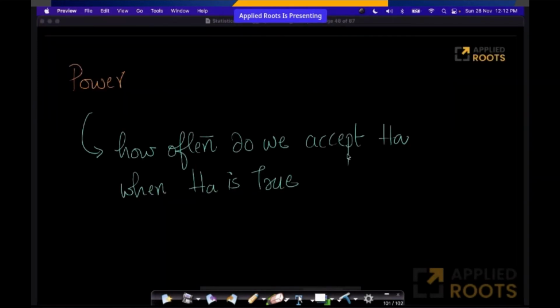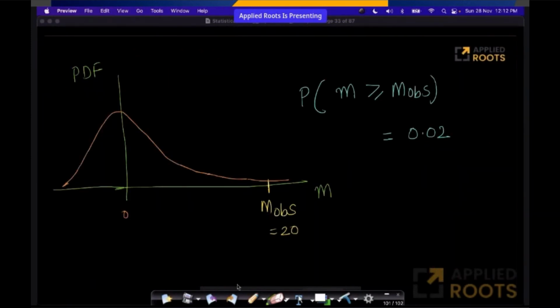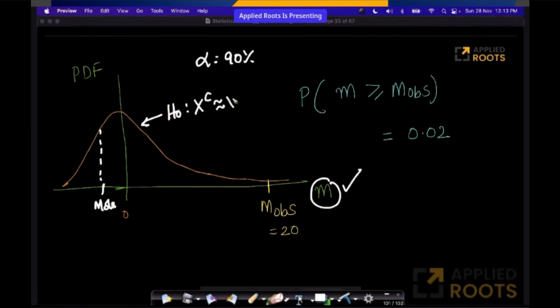So, okay, let me take a step back here. Let me take you through that PDF. So let's assume this is a PDF of the median differences, right? If you choose an alpha value of 90%, let's say, then what will you do here? Let's assume my observed value was somewhere here. This sort of observed value is highly likely anyway under the null hypothesis, because this whole plot was plotted under the null hypothesis, assuming that xc is similar to xt. This whole plot was plotted using that, right?